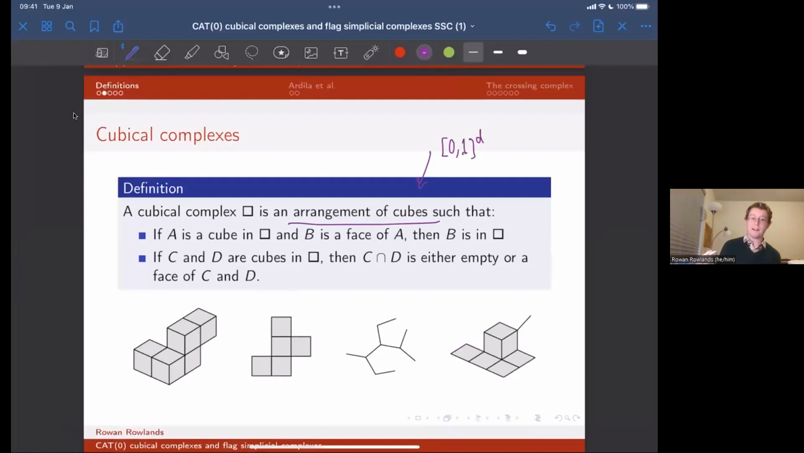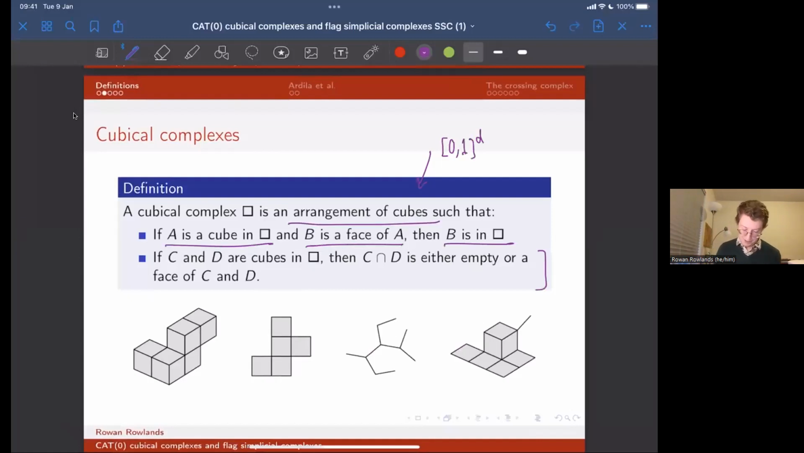Okay, and then the two properties that a cubical complex should satisfy. First up, for every cube in the cubical complex, every face of that cube should also be in the cubical complex. This should remind you of the subset condition for simplicial complexes on the previous slide. Also, when I say a face, I mean a vertex or an edge or a two-dimensional face or a three-dimensional face. This is, again, a catch-all word for faces of all dimensions. And then the second condition just guarantees that the cubes glue together nicely. So any two cubes in the cubical complex should have an intersection that's either empty, so they don't touch each other at all, or they intersect along a common face of those two cubes.